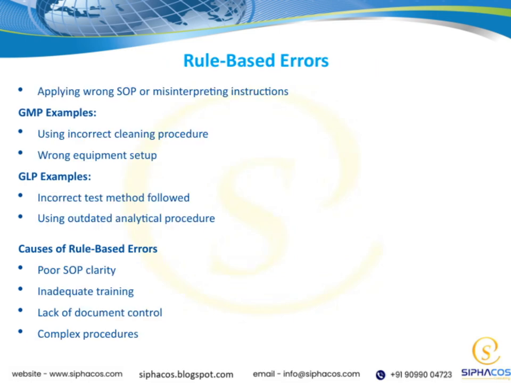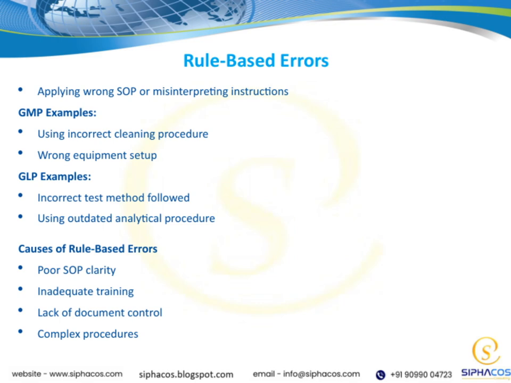Now, let's talk about rule-based errors. These happen when we apply the wrong standard operating procedure or misinterpret instructions. It's a common issue in both GMP and GLP environments. For example, in GMP, you might use an incorrect cleaning procedure or set up equipment improperly. These mistakes can compromise product quality and safety. In GLP, a typical error might be following an incorrect test method or using an outdated analytical procedure. Both scenarios highlight how crucial it is to follow the correct protocols.